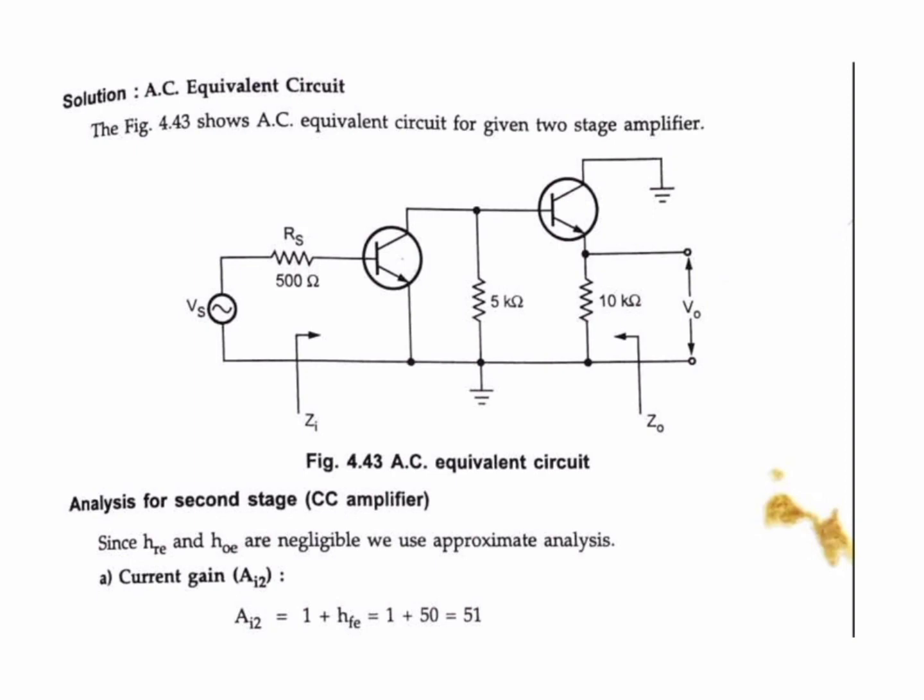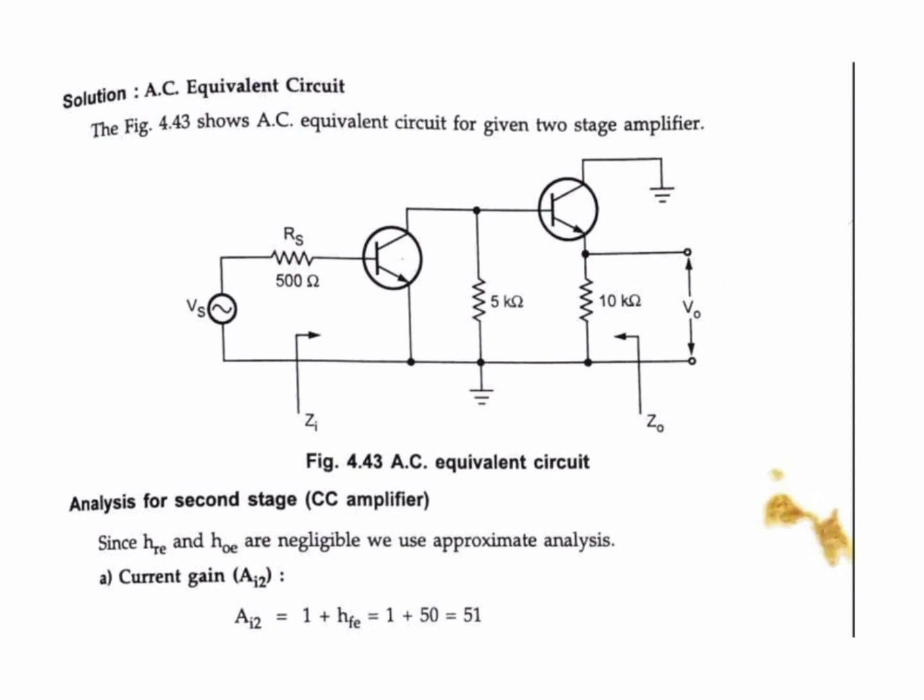Since here HRE and HOE are negligible, we can use the approximate analysis. I hope you know about the transistor approximate analysis and exact analysis. I hope you understood, so let me skip that. No need to get involved in that. Here they calculate the current gain A2, which is equal to 1 plus HFE.